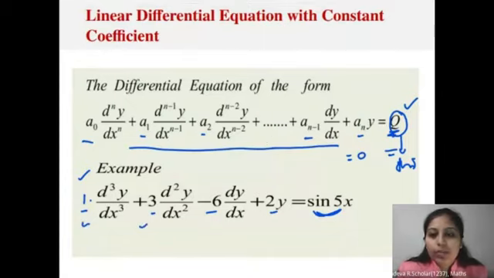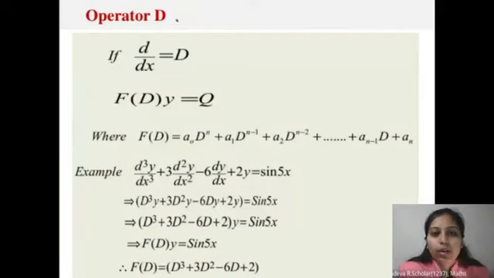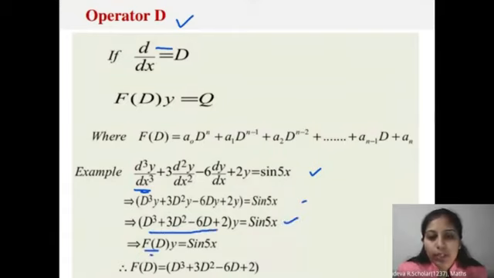In this type of equation, we use an operator D. So what is D? D is equivalent to d upon dx, a differential operator. We replace this in our equation, so this becomes D cube y plus 3 D square y minus 6 Dy plus 2y is equal to sine 5x. Now we can take y common, so this whole expression is some function of D into y, equal to the non-homogeneous part sine 5x. Every equation of this type with constant coefficients can be written in this form.